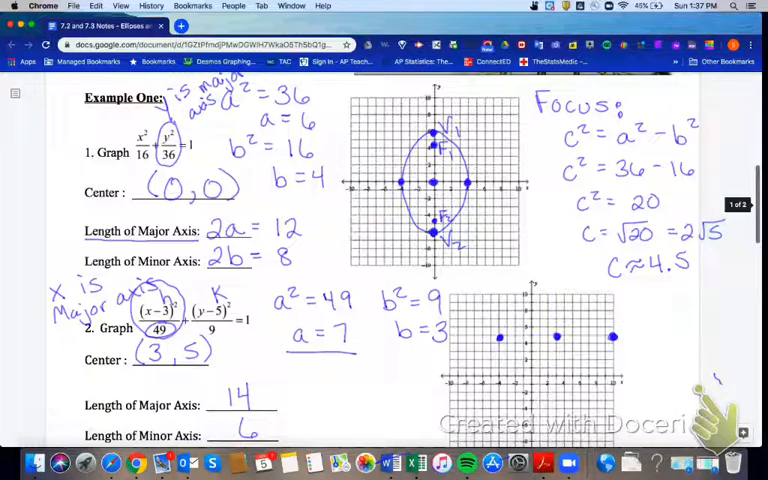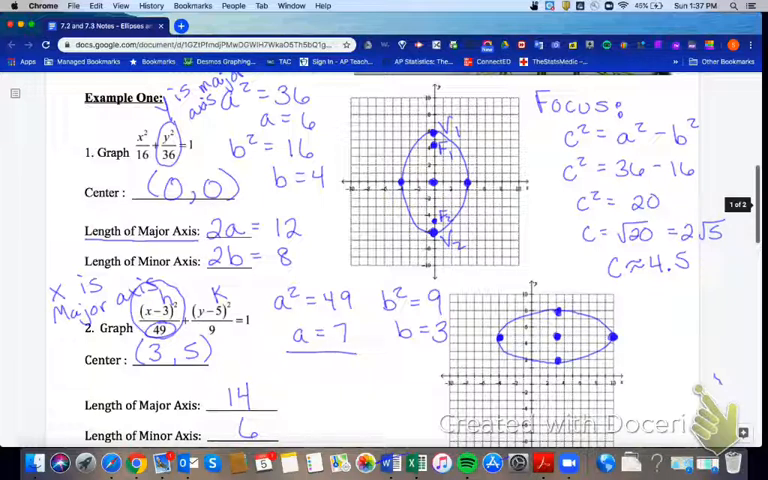The value of b is 3. So from the center, we're going to go up 3 and down 3. Make it a curve.